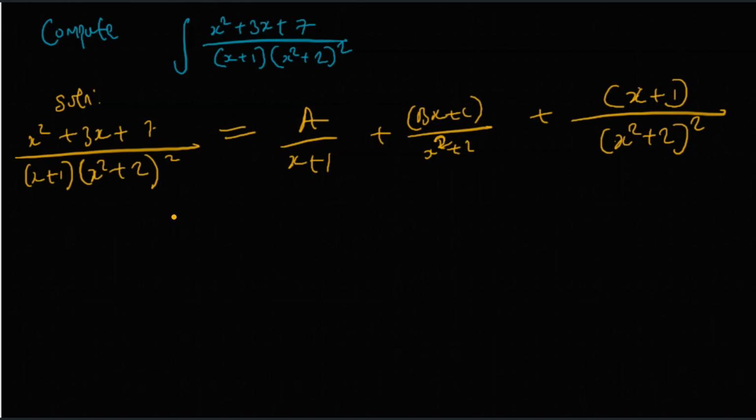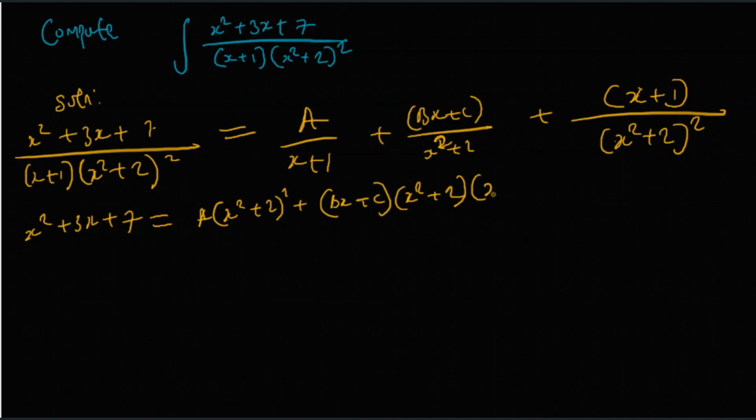Now the next thing is to multiply both sides by this denominator. So we'll have x squared plus 3x plus 7 being equal to A, which will have the factor x squared plus 2 all squared. Bx plus C combined together will have the factor of x squared plus 2 and also the factor of x plus 1. And then Cx plus D will have the factor of just x plus 1.